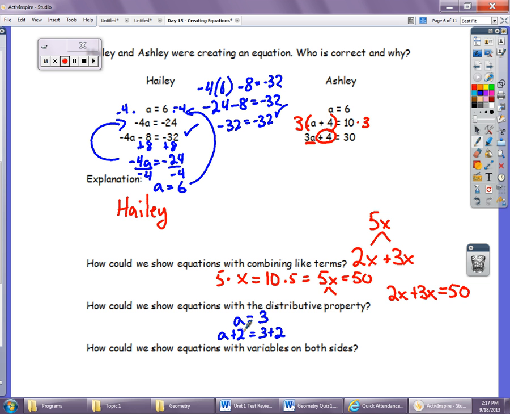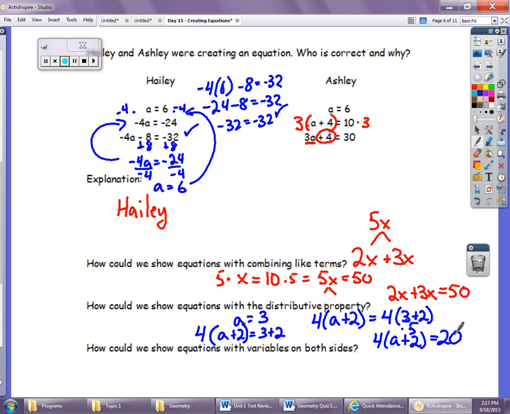Well, now I need to take this entire side and multiply by a number. So we can multiply it by 4. So now I have the distributive property. So now we have 4 times a plus 2, and then we have equals 4 times 3 plus 2. Well, we know that 3 plus 2 is 5, and 4 times 5 is 20, so we'd have this equation: 4 times a plus 2 is equal to 20.